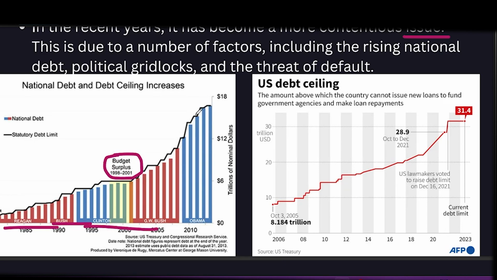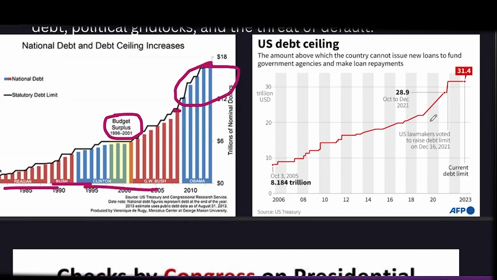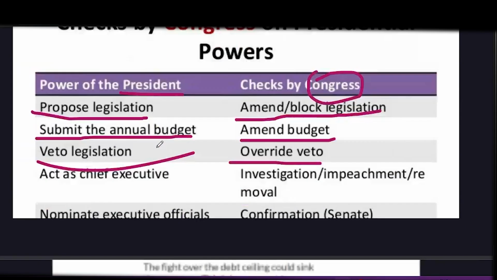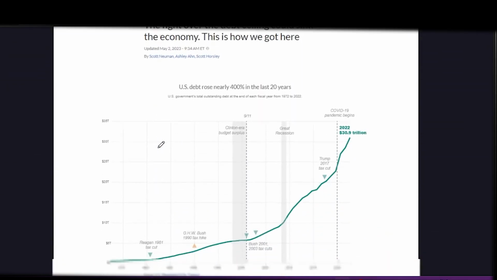And look at the Obama administration, it has risen a lot, from I think 12 to like 17 or 16 trillion dollars. So it is very much. And you can also see here, this is also a graph of your debt ceiling. You can see from 2006, which is $8.18 trillion dollars, now it is $31.4 trillion dollars. So it is a huge rise in the past years.